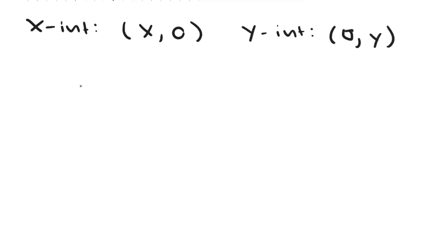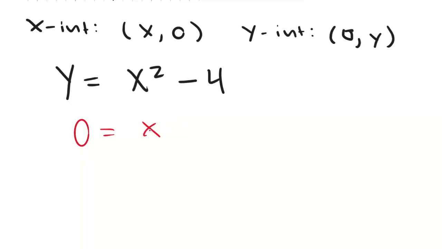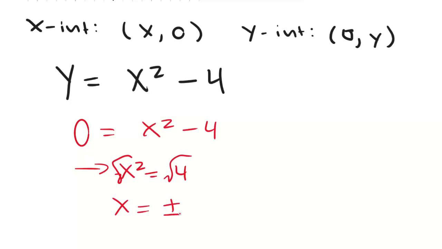Now, let's suppose that we have an equation such as y equals x squared minus 4. How do we find the x-intercept? You set y to 0, so 0 equals x squared minus 4, which gives us x squared equals 4. We take the square root on both sides, and we get that x equals plus or minus 2. That gives us the ordered pairs (2, 0) and (negative 2, 0). Okay, so those are the x-intercepts, right?